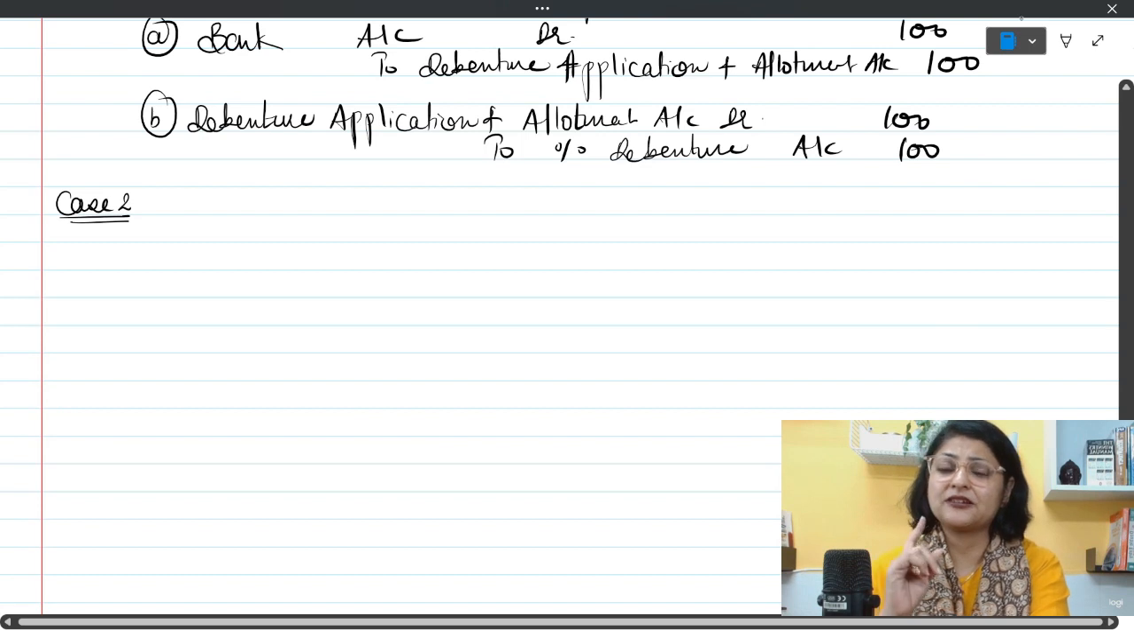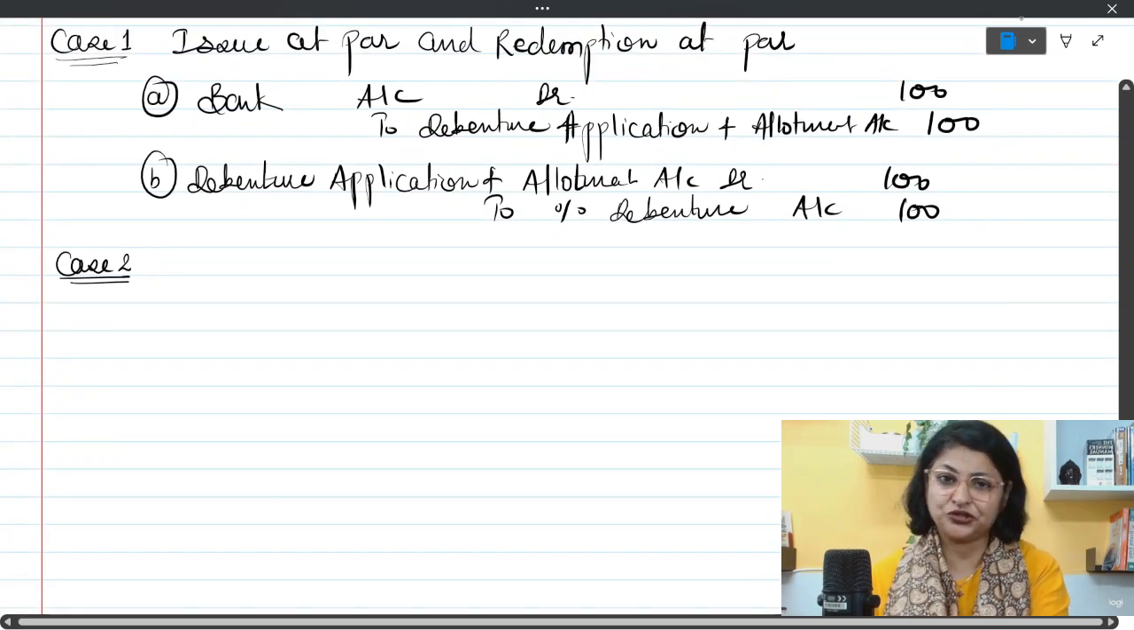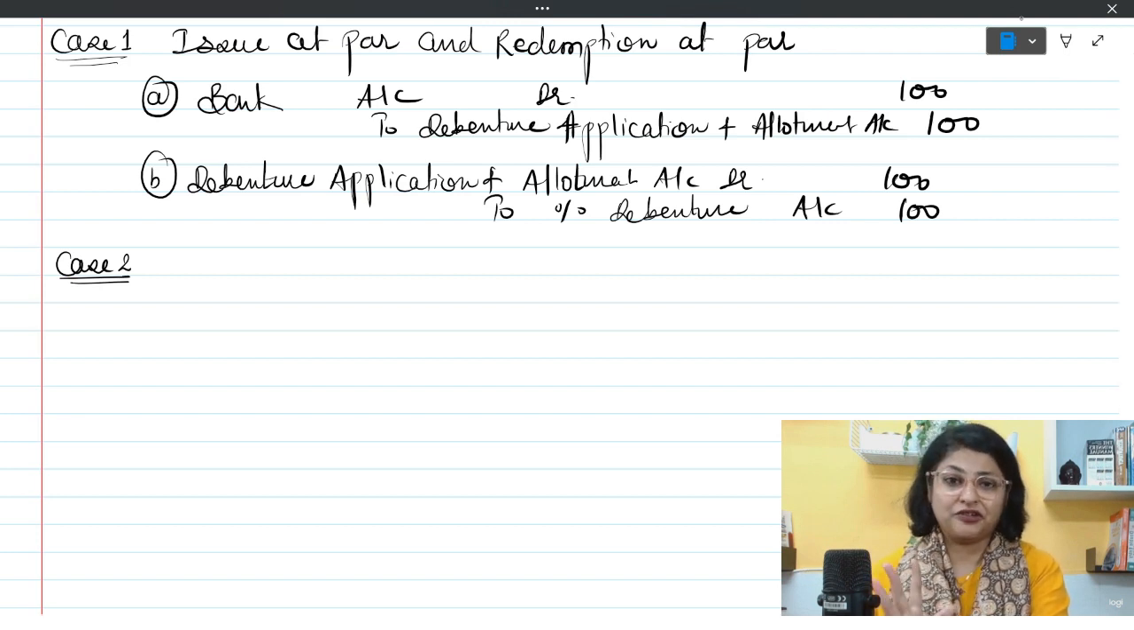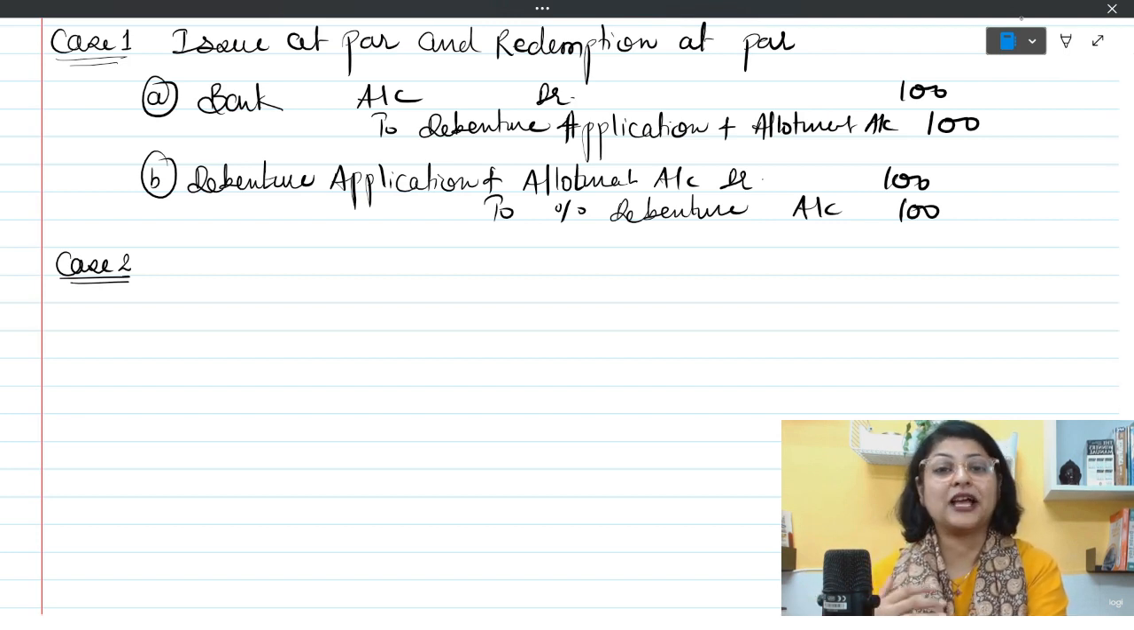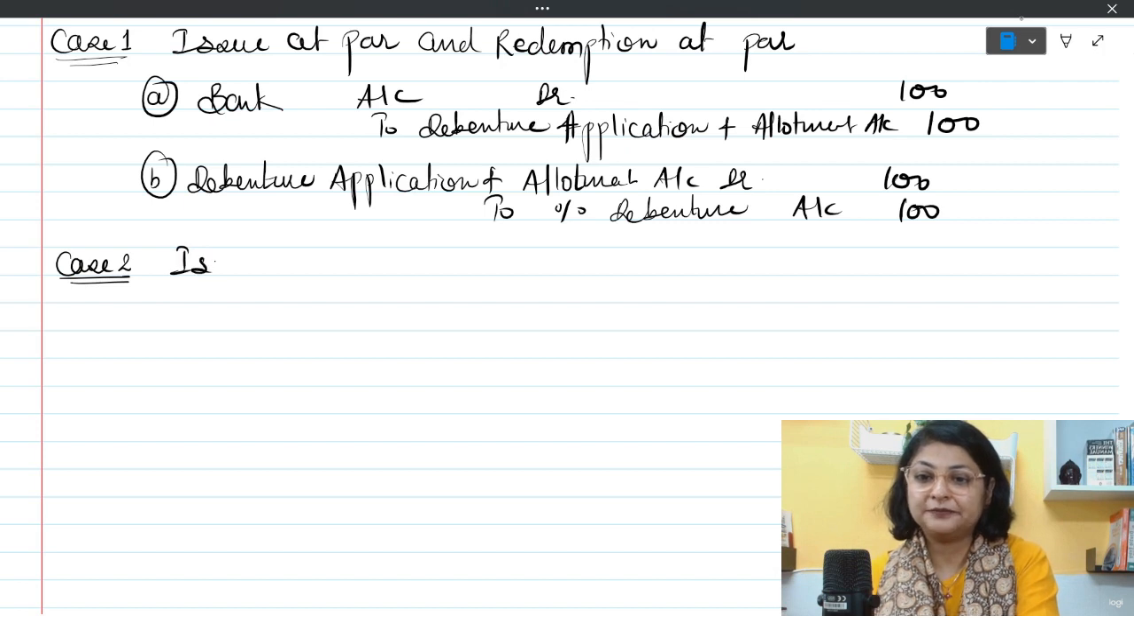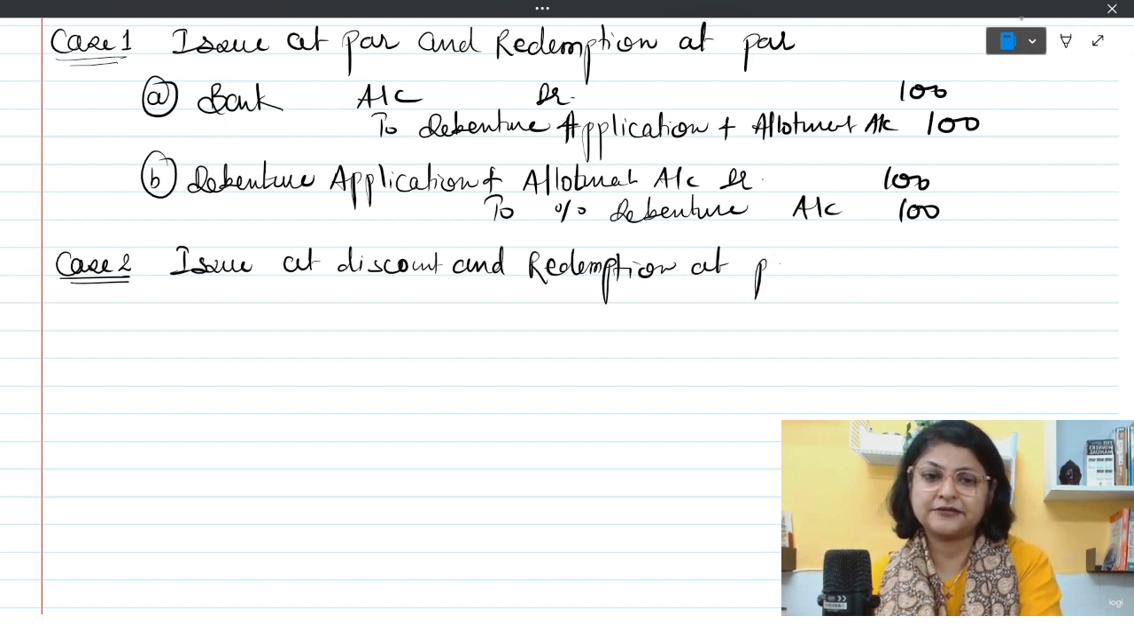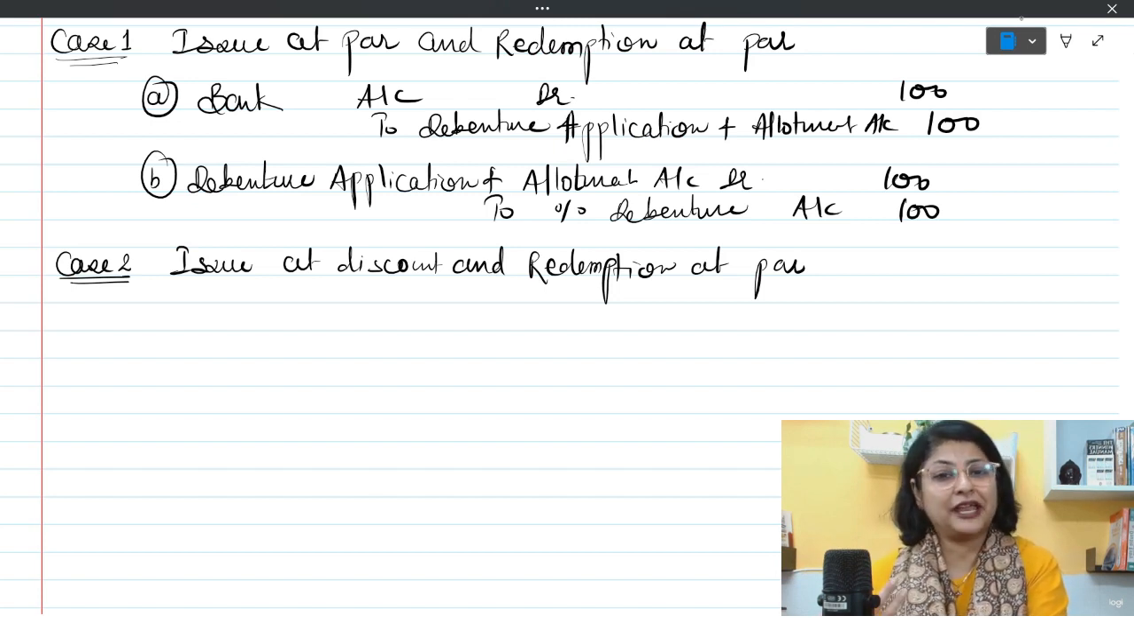Okay, means you are having a loss at the time of issue. When the company is issuing the debentures at discount, means loss on issue of debenture or discount on issue of debenture account has to be opened. Issue at discount and redemption at par. This is our case number 2. So maybe the company has issued debenture for 95 rupees and it is buying back from public at rupees 100.